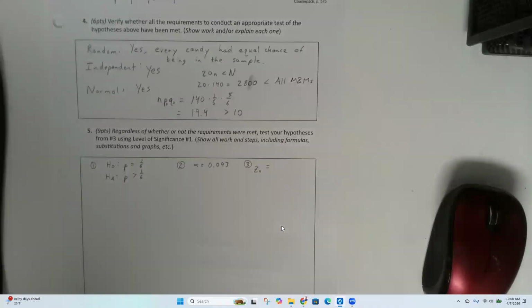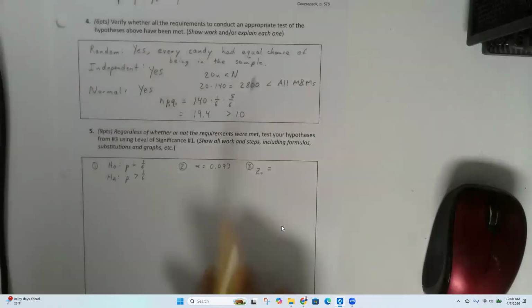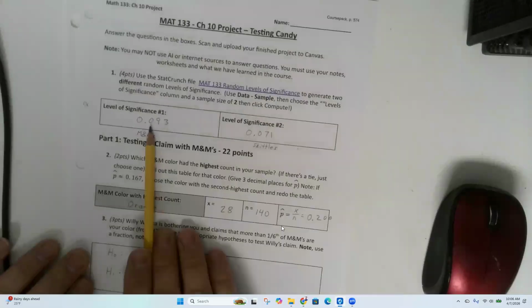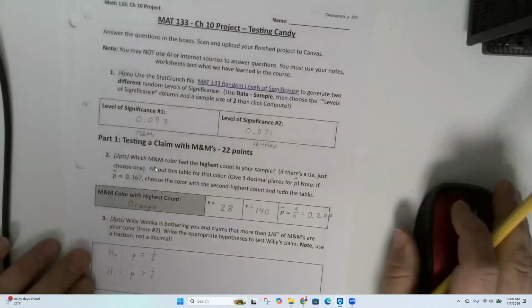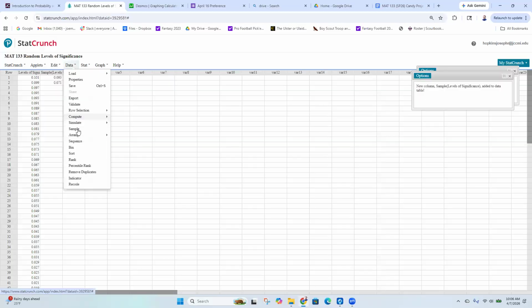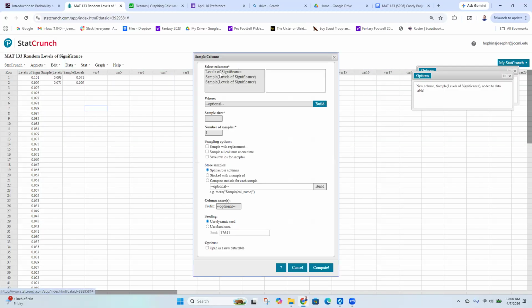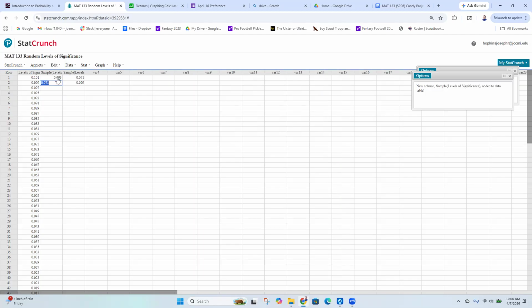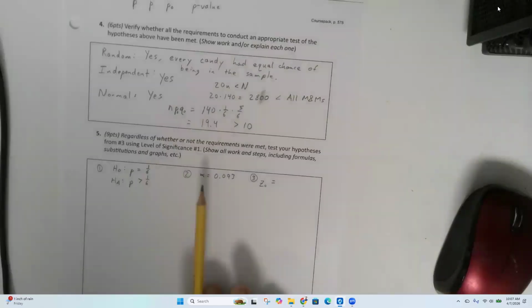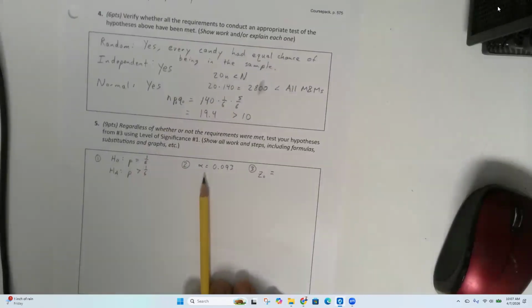Where did I get the 0.93? That is coming from right here. When I did my StatCrunch, I did data, sample, and I got 2 random numbers. Here are the 2 random numbers that I got. Mine was 0.93. Yours will be different. You're going to have StatCrunch pick 2 random numbers from this list, and you'll write it right here, and then you'll write your alpha. Your alpha will be different from mine.